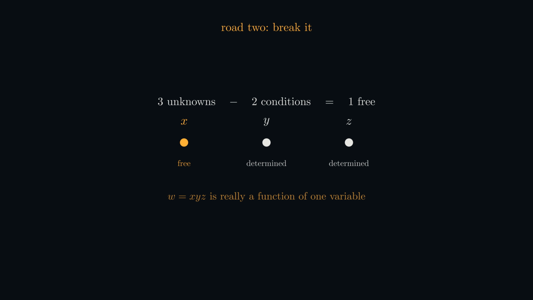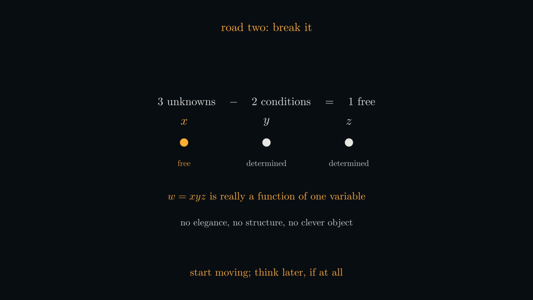Now the other road, and it begins by throwing away everything we just admired. Count what you have: 3 unknowns, 2 conditions. 2 conditions can pin down 2 unknowns. So the product is not really a function of 3 variables at all. It is a function of 1. That is the entire idea. No elegance, no structure, no clever object. Just pick x, let the two conditions determine y and z, and see what the product does.